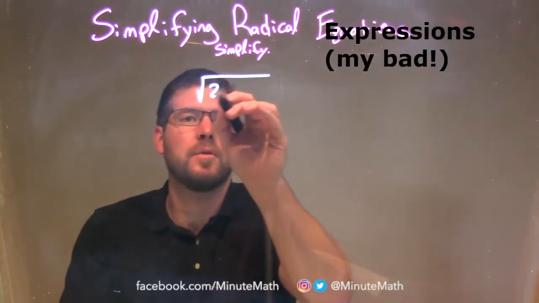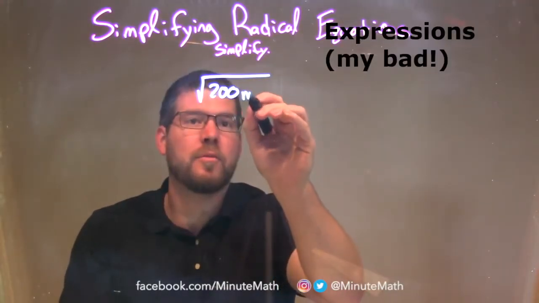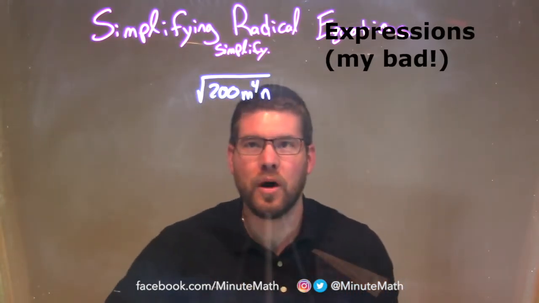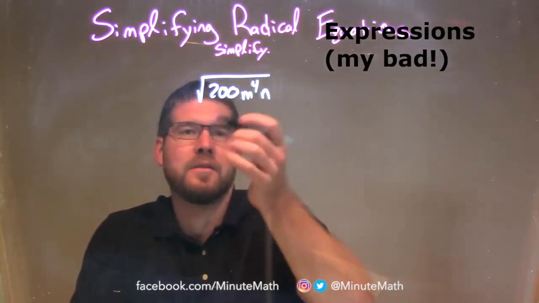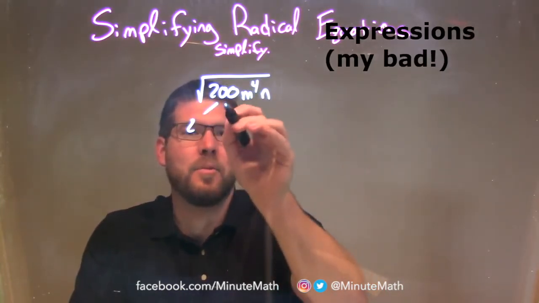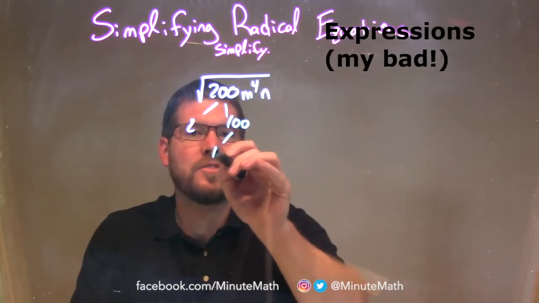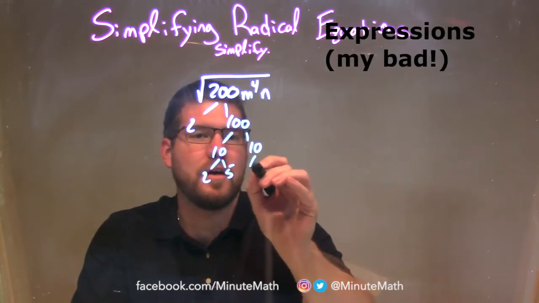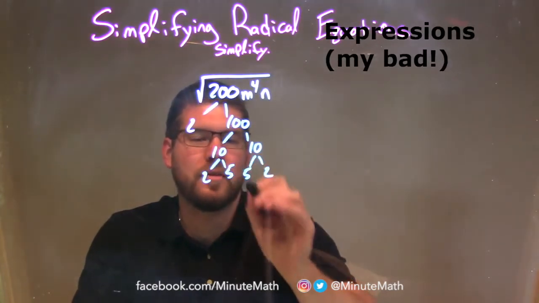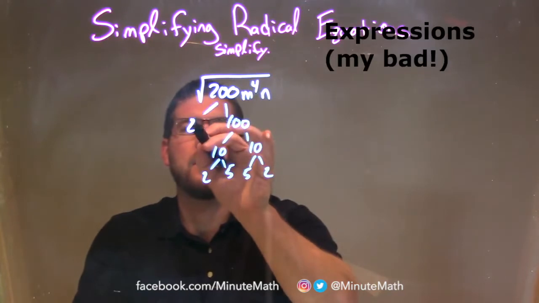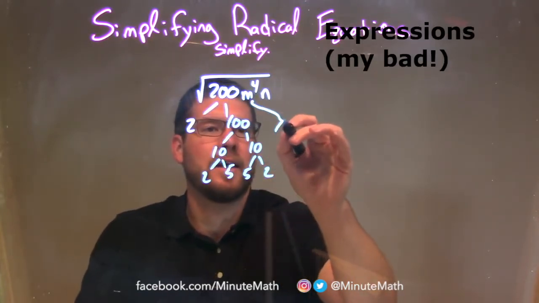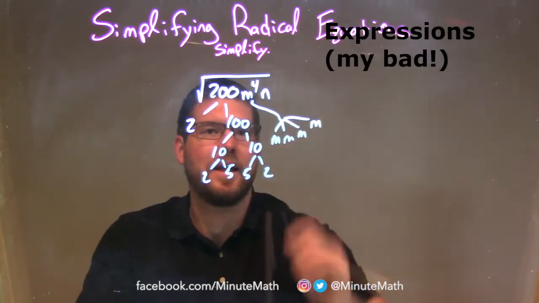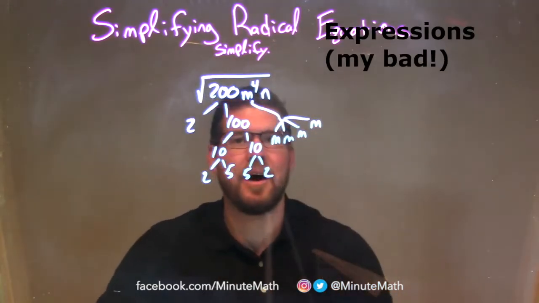The square root of 200 m to the 4th power times n. Okay, well, let's do a prime factorization on 200. It's up to you how you see it, but it's 2 times 100. And 100 is just 10 times 10. And 10 times 10 is 2 times 5 for that first 10, and this 10 is 5 times 2, or 2 times 5, whatever way you want to do it. M to the 4th I'm going to break down to be just m times m times m times m. And n is just by itself, that single n. It doesn't really break down.